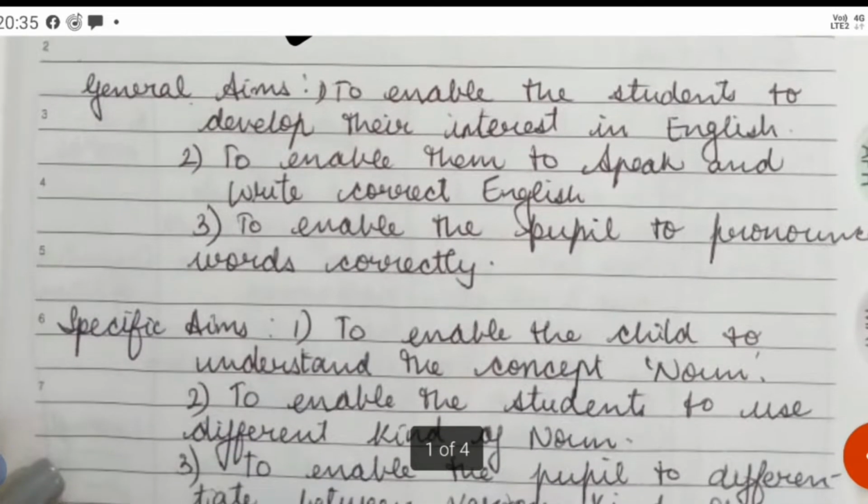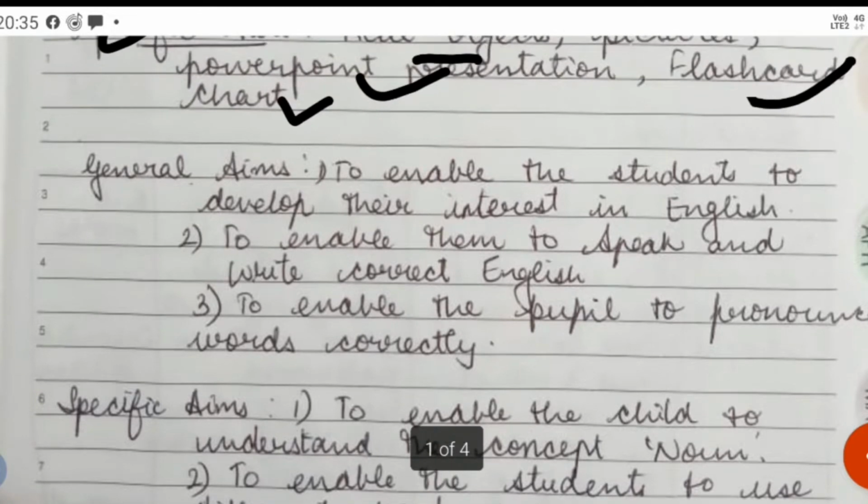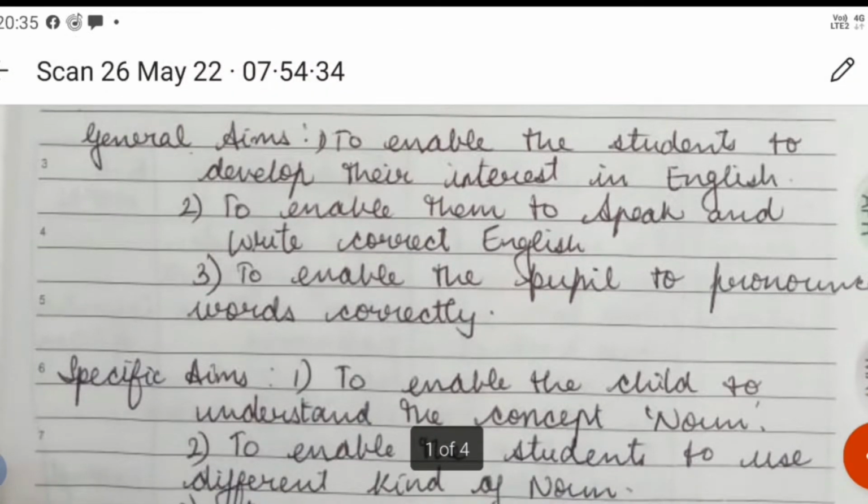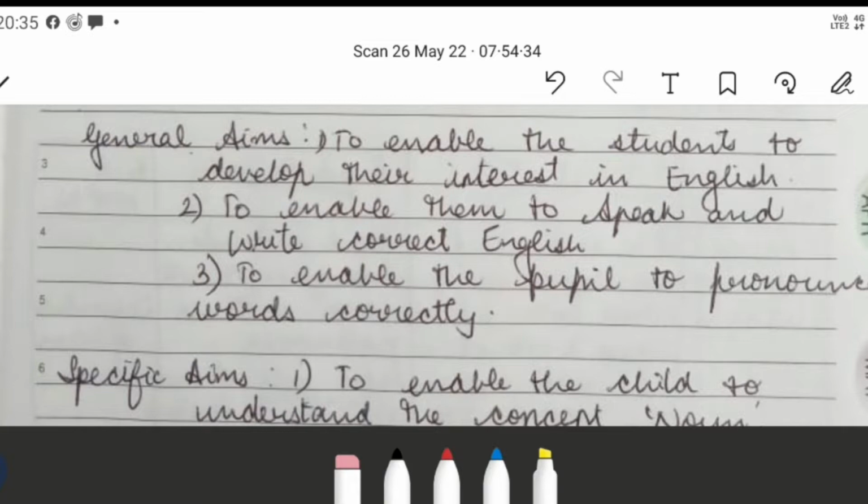General and specific aim. You have to write in this way only. Don't make the column and then write, okay? So that won't be the right one. This is the right way to write it. General aims. When you're going to talk about the general aims, in every lesson plan you can write this thing.